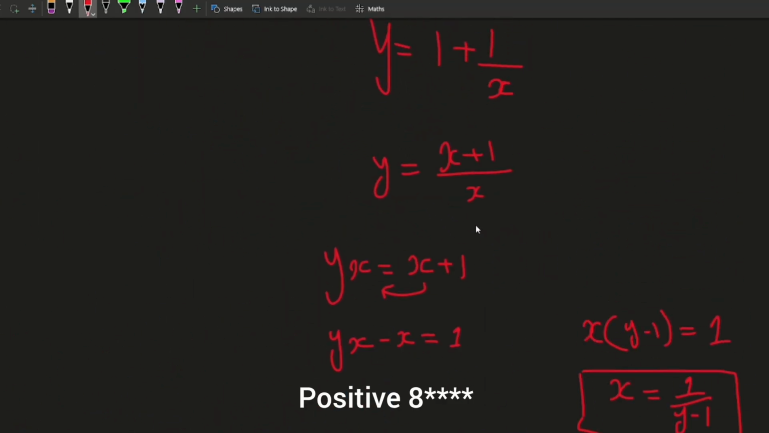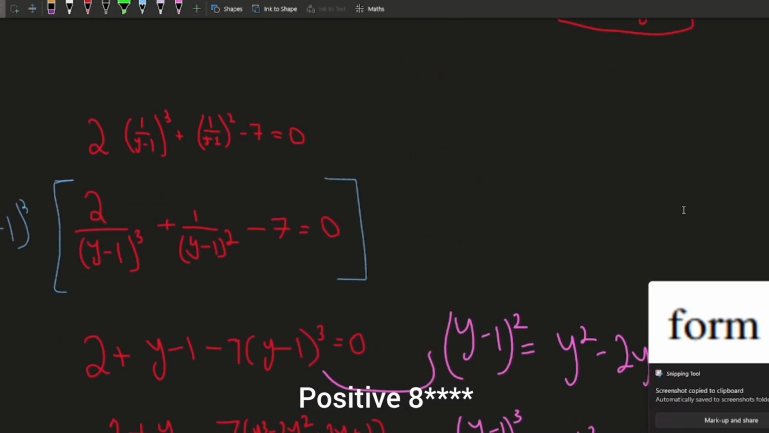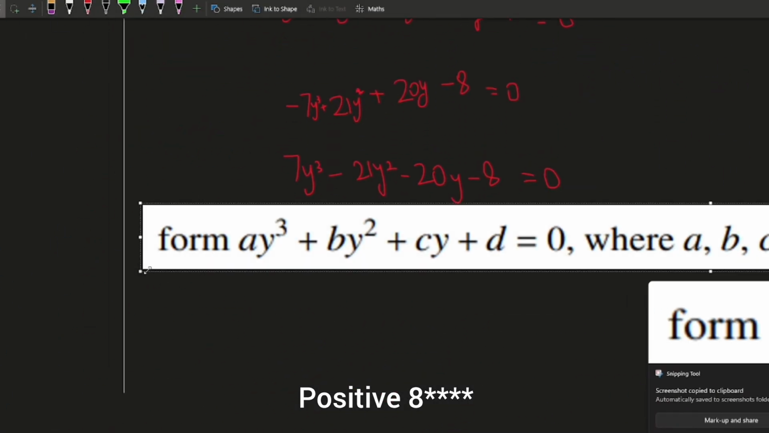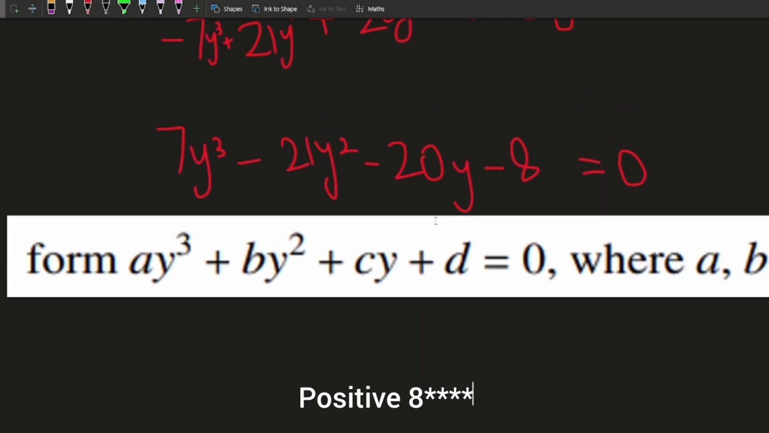Now we can find the coefficients a, b, c, and d. So let me copy and paste this and let's compare. The value of a is 7. B is equal to minus 21. C is equal to minus 20. And lastly, D is equal to minus 8.